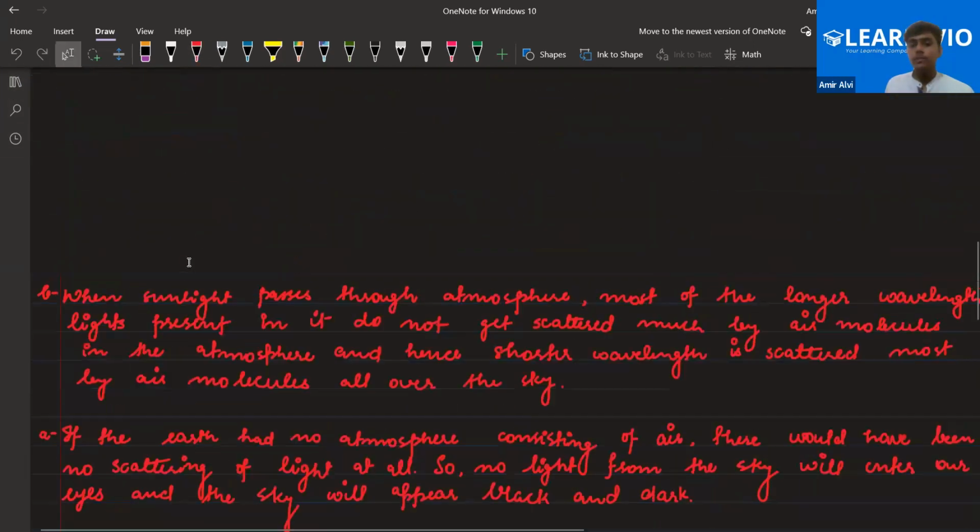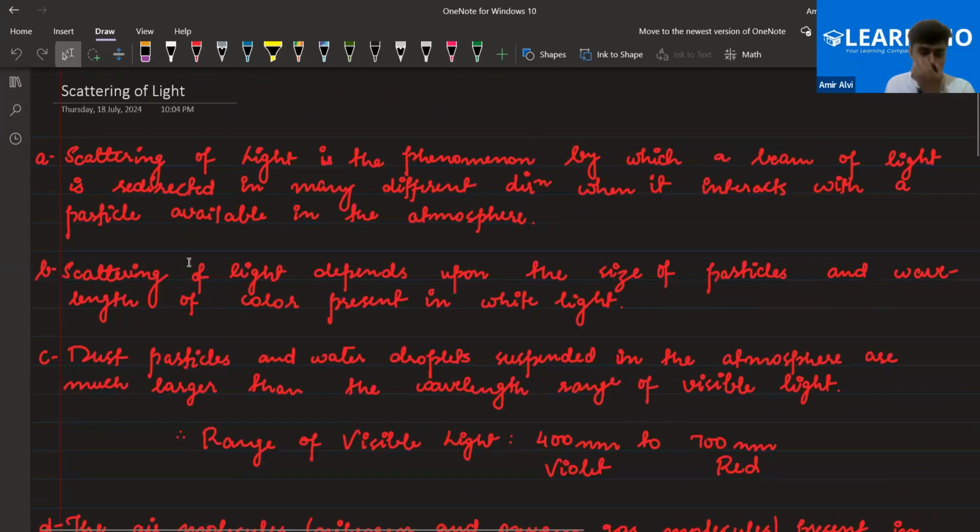Scattering of light is very similar to atmospheric refraction, in that it is spreading out the light in random directions. Simply, scattering of light is the phenomenon by which a beam of light is redirected in many directions, multiple directions. There is no specific direction, it is just random, due to the dust particles, water particles and gas particles suspended in the air.